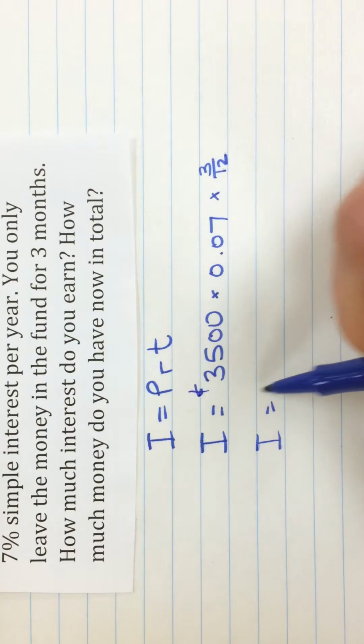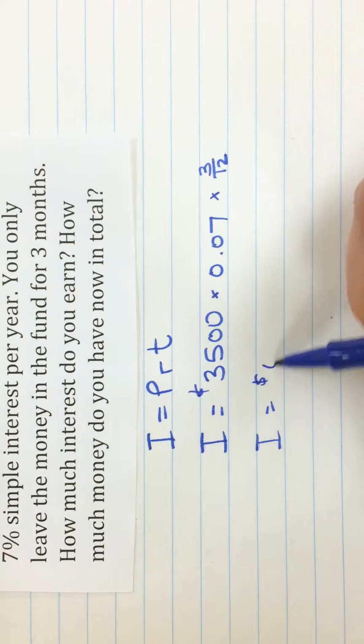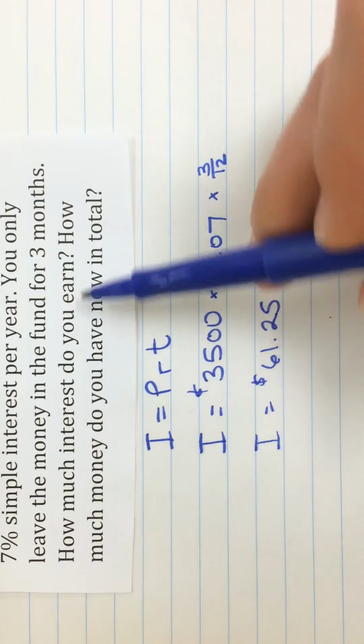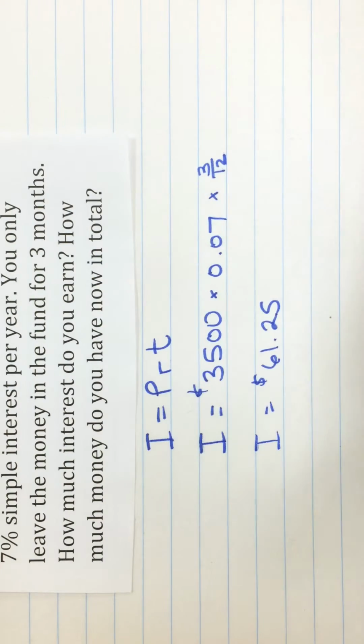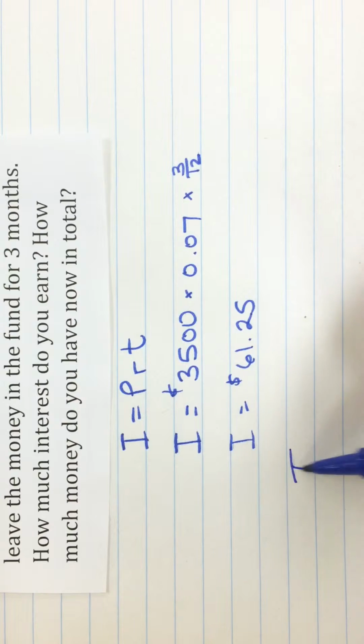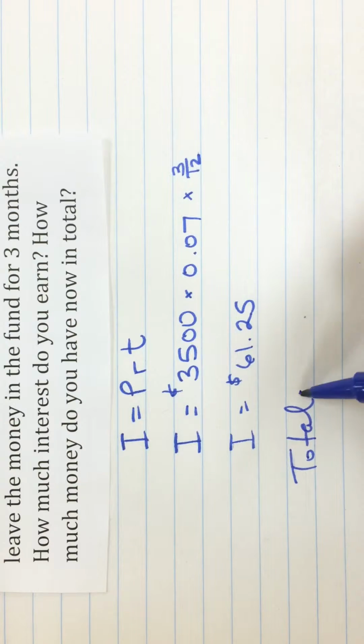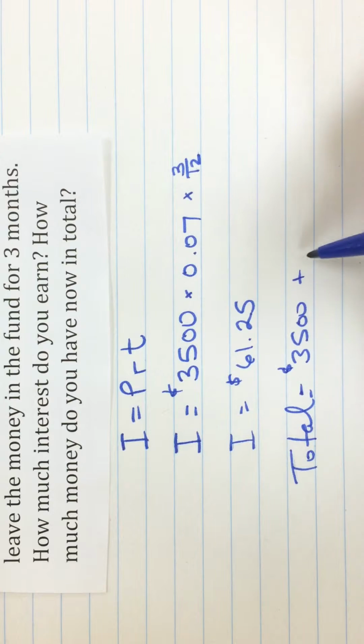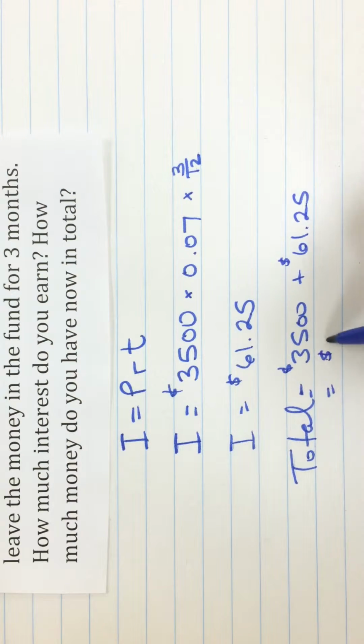And I'm going to get, let me put my dollar signs, $61.25 interest. So I've earned $61.25 interest. How much money do I now have in total? In total, I have my original $3,500 plus my interest of $61.25, which is $3,561.25.